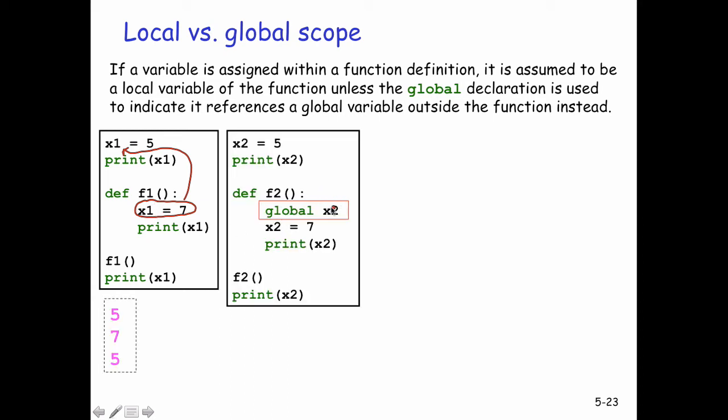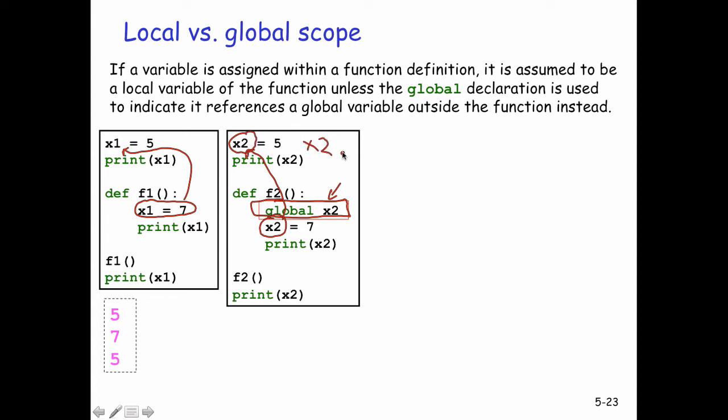The way you do that is you have a special declaration called global. So here's another version of the example where we've changed all the numbers from 1 to 2. We have a variable named x2 and a function named f2. It's the same as before, except that now we have this new declaration that says global x2. Because I have declared global x2 within the function f2, if I assign to x2 within that function, I am referring to the very same x2 that I defined outside the function. That is the global one.